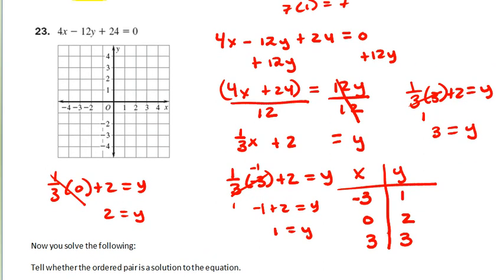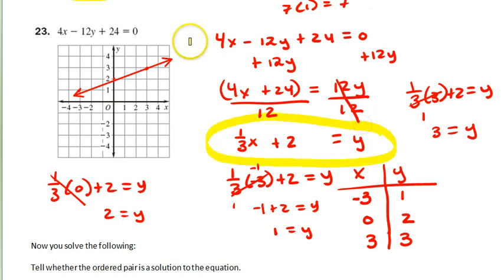So now let's graph it. Negative 3, 1. 0, 2. And 3, 3. Don't forget to draw your line. Now I've graphed this linear equation and I've put it in function form. So here's my function form. Here's my graph.